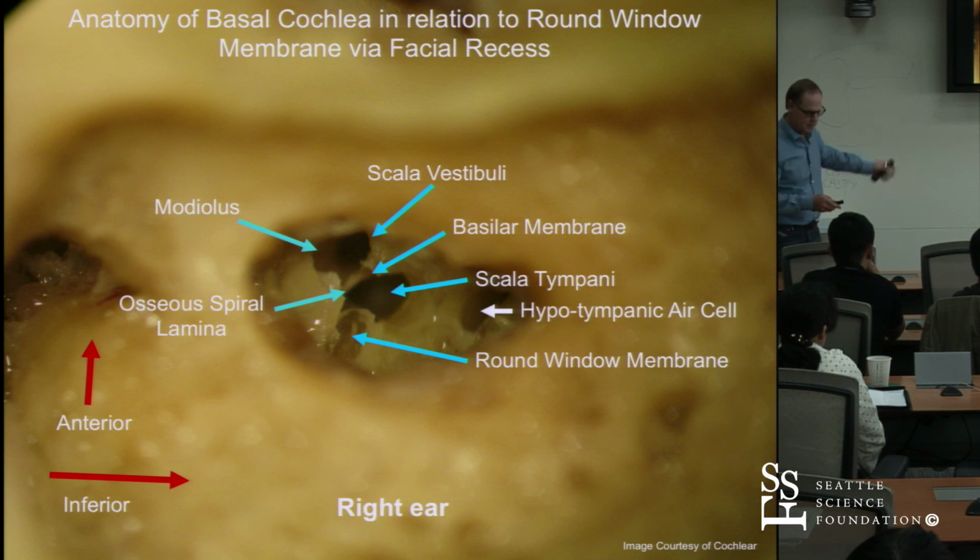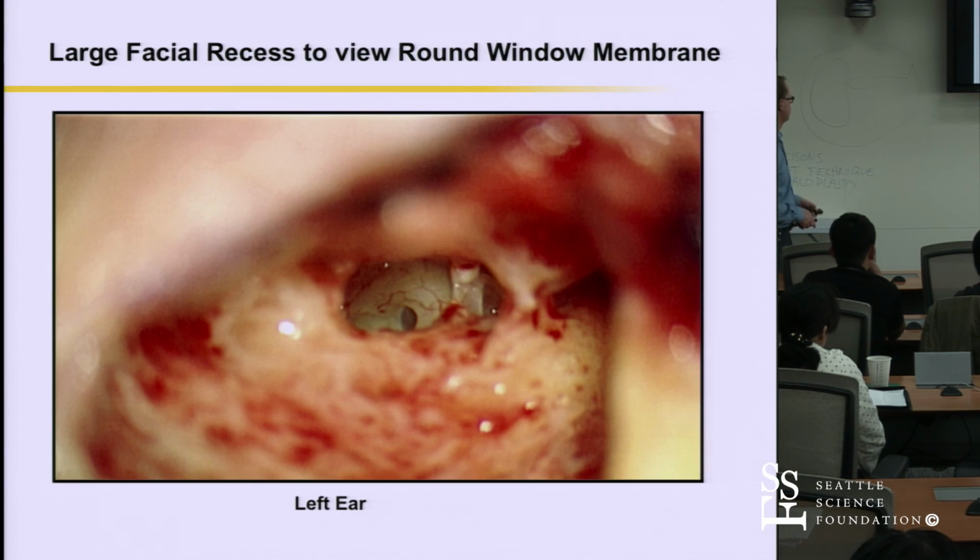Okay? At the end of this course, I want you to be able to draw the anatomy of the basal turn of the cochlea.